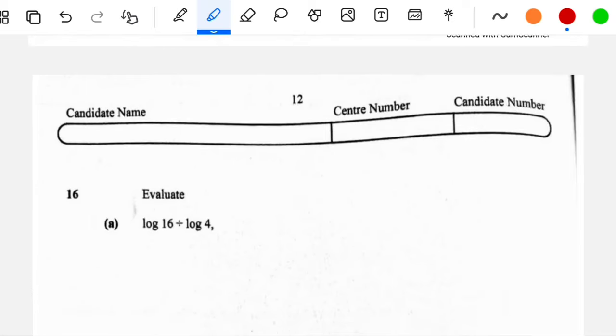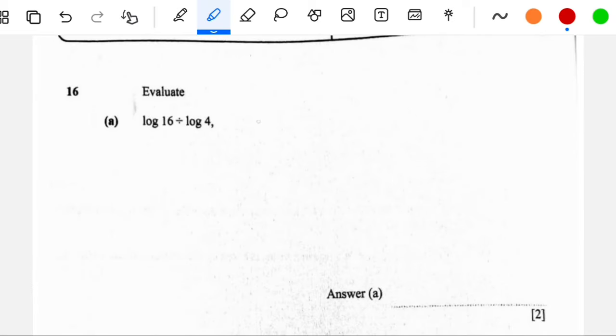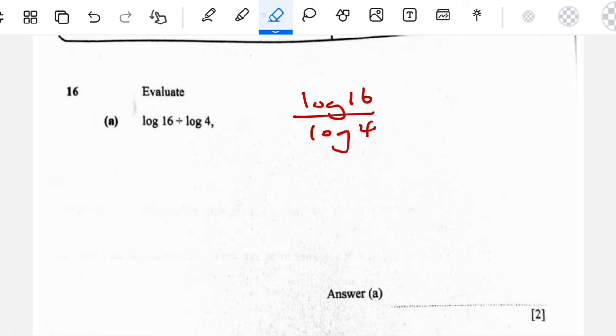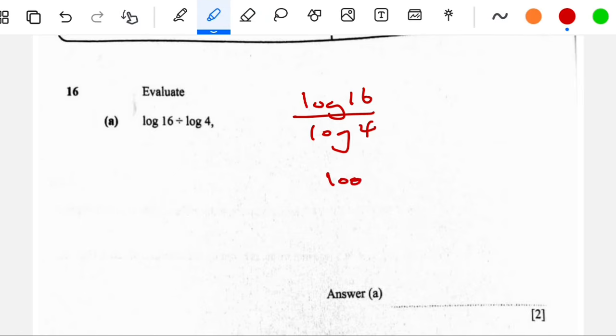Then moving on to 16, I'm supposed to evaluate that one. It's the same as log 16 over log 4, and I know that log 16 is the same as log 4 squared. With that knowledge, I can come here and say log 4 squared over log 4. Then these two, by laws of logs, the power can come to the front like this.